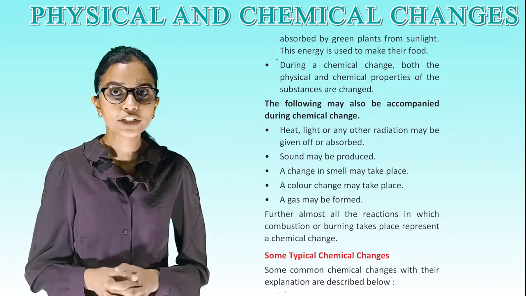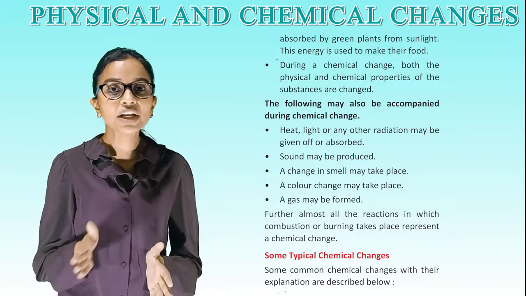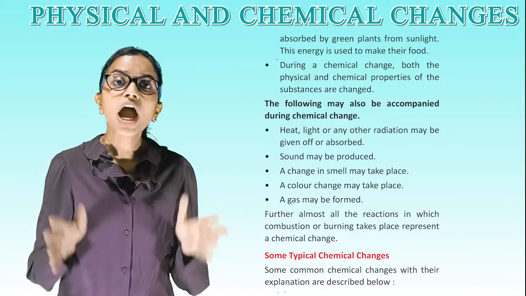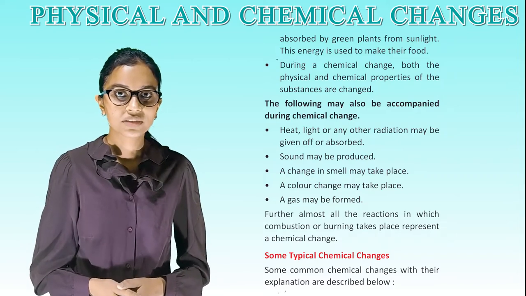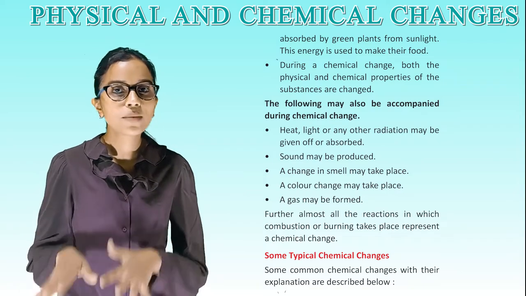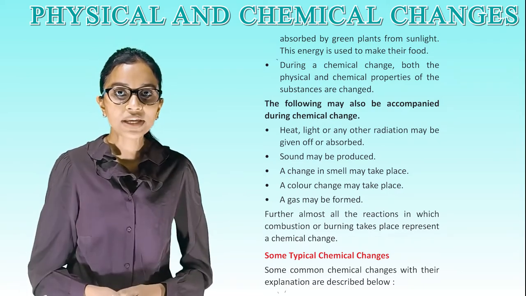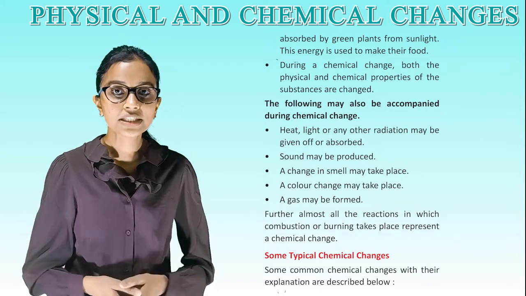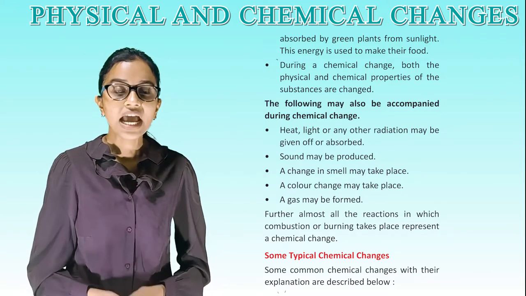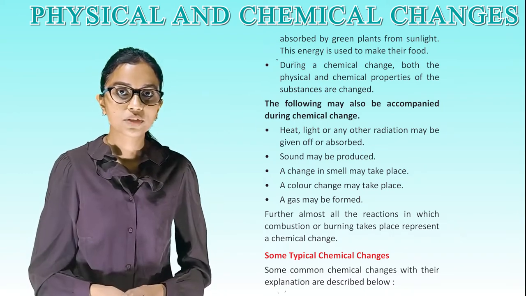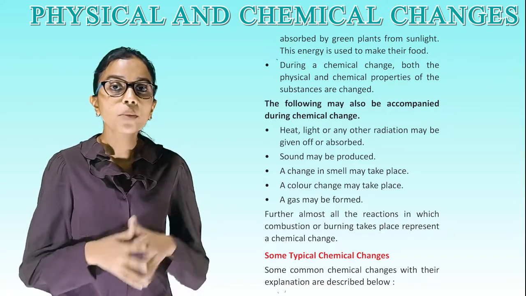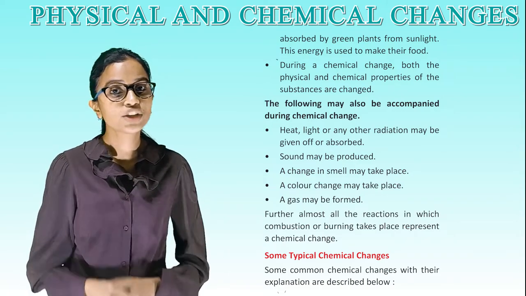During a chemical change, both the physical and chemical properties of the substances are changed. The following may also accompany a chemical change. Heat, light, or any other radiation may be given off or absorbed. Sound may be produced. A change in smell may take place. A color change may take place. A gas may be formed. Further, almost all the reactions in which combustion or burning takes place represent a chemical change.